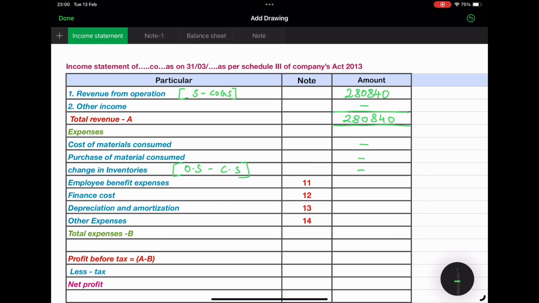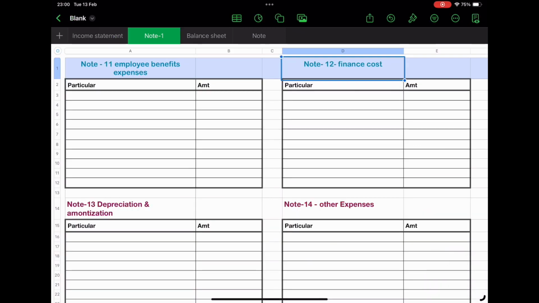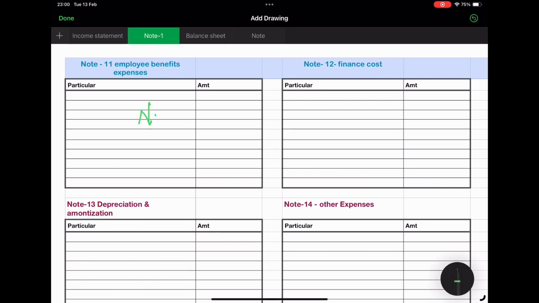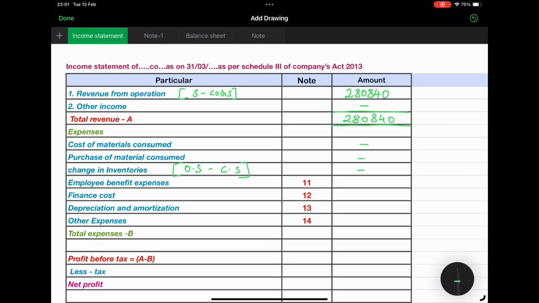Employee benefit expenses, we don't have any value, so no need to calculate. This employee benefit expenses is another sheet where we'll separately calculate the notes. Here the employee benefit expenses are considered as nil because no value they have given.